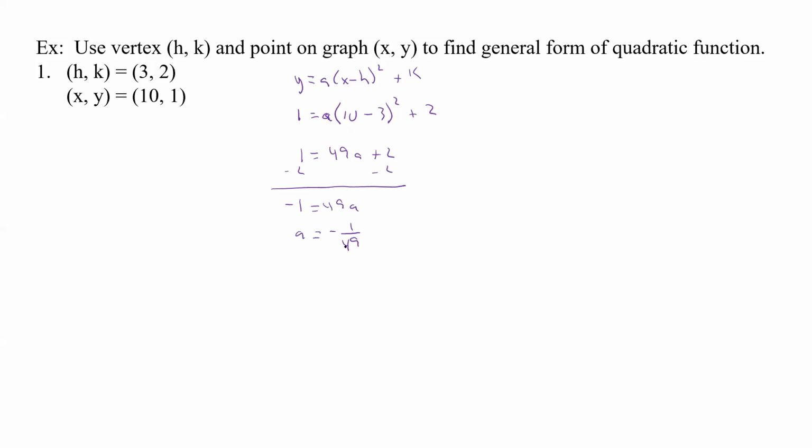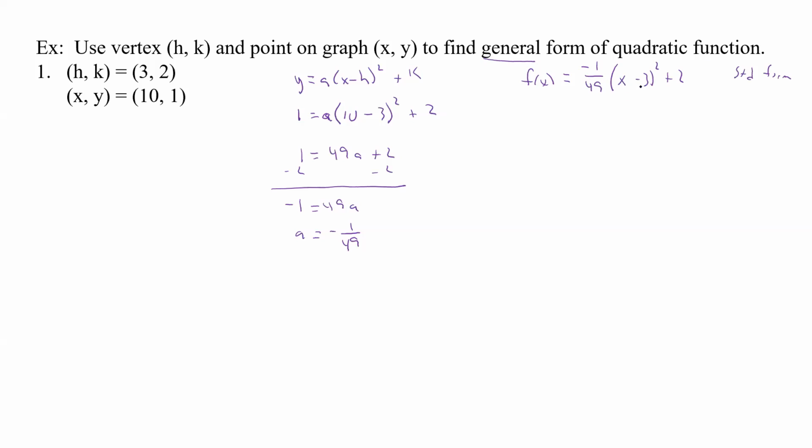So not too nice of a number because we're going to have to start multiplying and adding all these things in. So let's start up here. And so we say, well, maybe we want to use f of x. f of x equals, and so our a is negative 1 over 49 times (x minus 3) quantity squared, plus 2. Now that's our standard form, but we want to get to the general form.